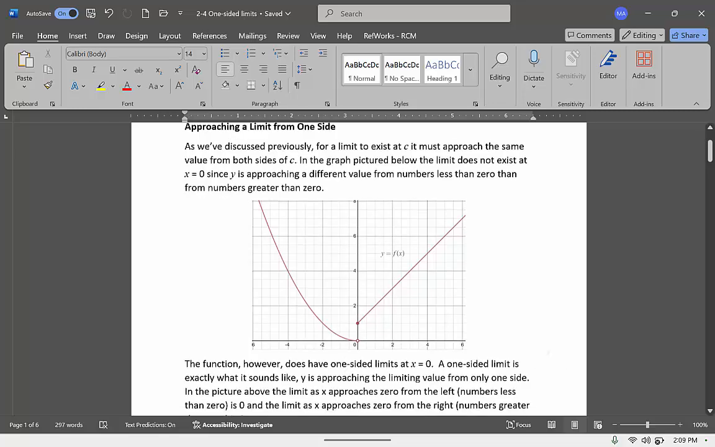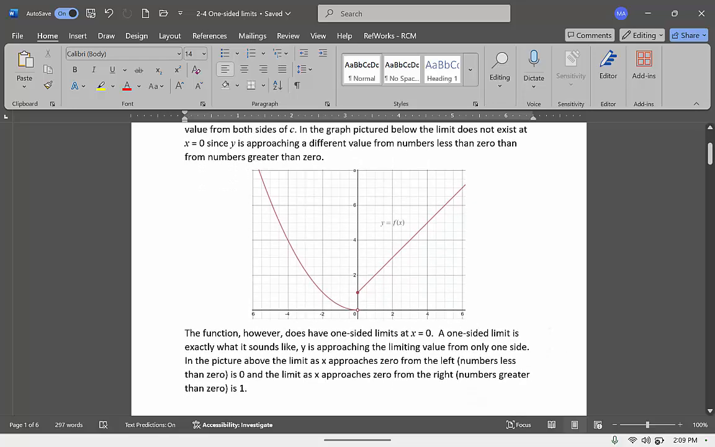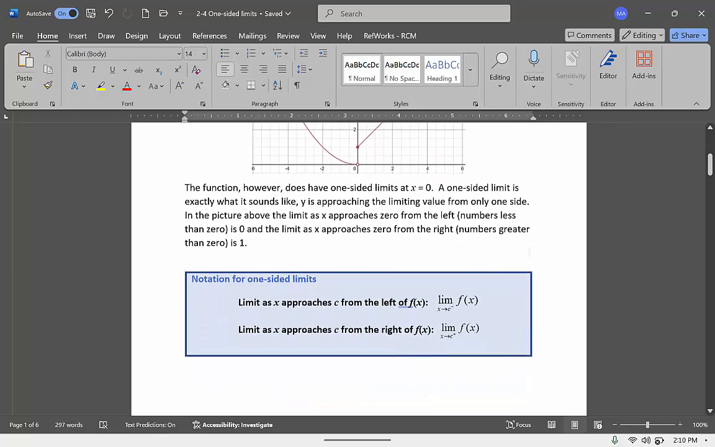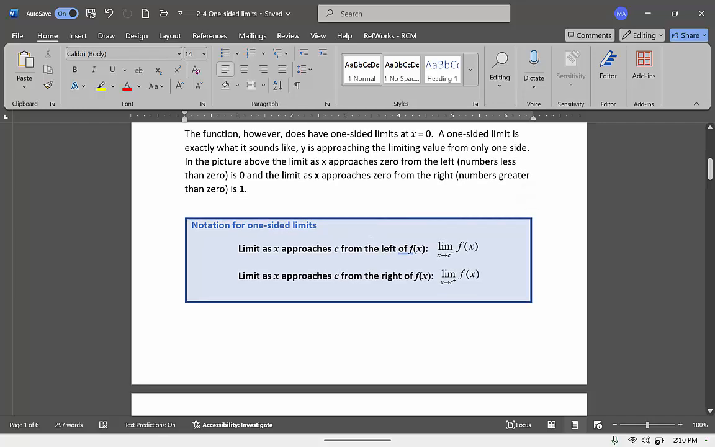The function does, however, have one-sided limits. A one-sided limit is exactly what it sounds like. Y is approaching the limiting value from only one side. In the picture above, the limit as x approaches 0 from the left, which would be numbers less than 0, is 0. And the limit as x approaches 0 from the right, numbers that are greater than 0, is 1. So these are what we call one-sided limits.